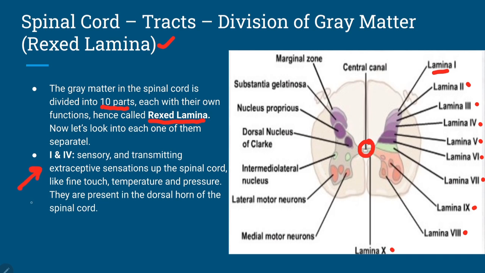Number 1 to number 4 is basically sensory in nature, and it is transmitting the exteroceptive sensation up the spinal cord. So remember, sensory goes up, motor comes down. Like fine touch, temperature and pressure, these are the major signals being transmitted from Rexed lamina 1 to 4, and they are present in the dorsal horn of the spinal cord. In this picture, laminae 1, 2, 3 and 4 are involved in exteroceptive sensations, signals going up the spinal cord towards the brain that include fine touch, temperature and pressure.